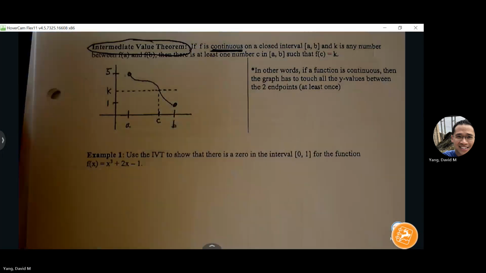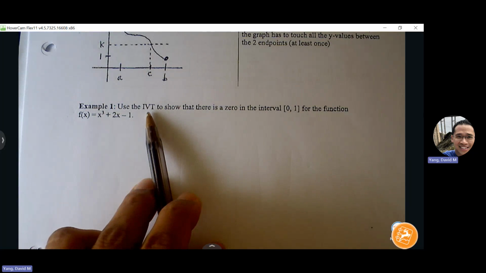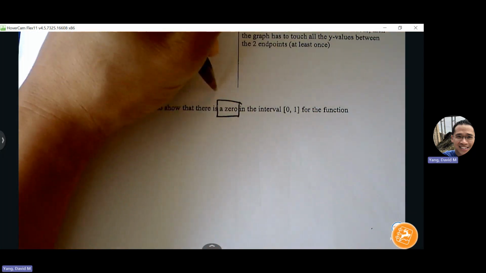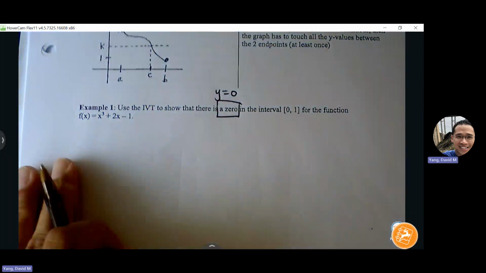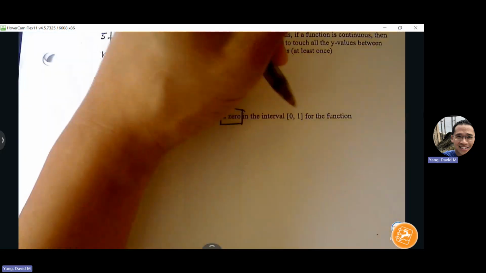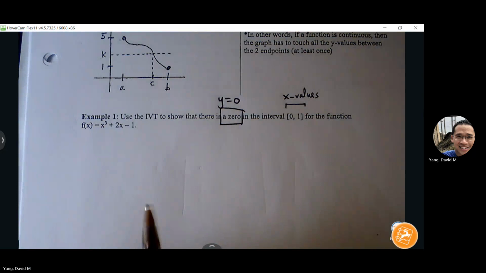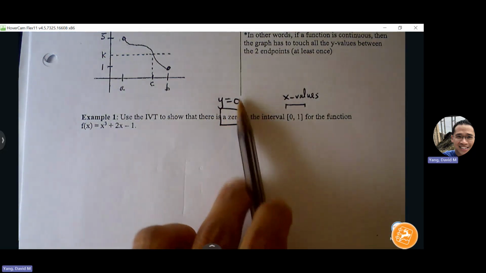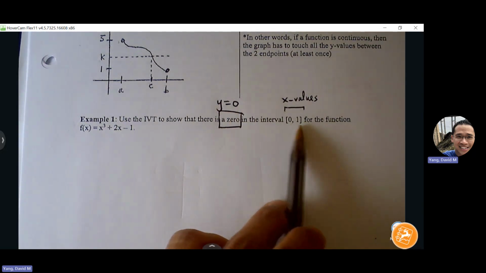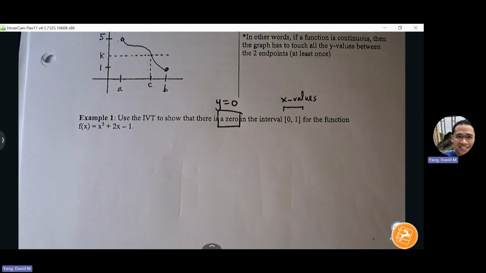Okay, so here's example one. Use IVT, the abbreviation for intermediate value theorem, to show that there is a zero. A zero is basically y equals 0. We're looking for whether the graph is going to cross the x-axis on the interval from 0 to 1. Now, these are x values, but we're looking for a y value of 0. So we can't say 0 is going to be reached because I start at 0 and go to 1. These are x values; this is the y value. The function is x cubed plus 2x minus 1.